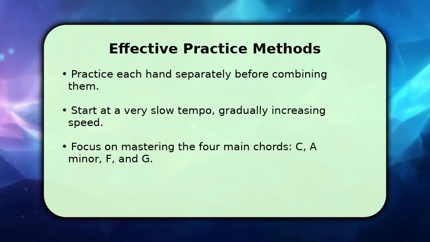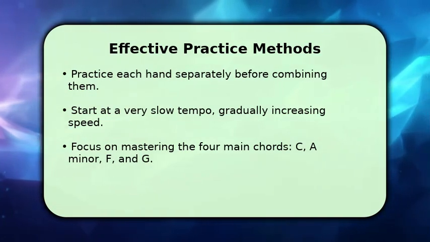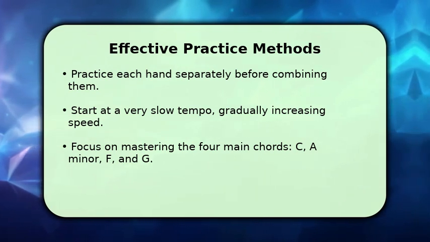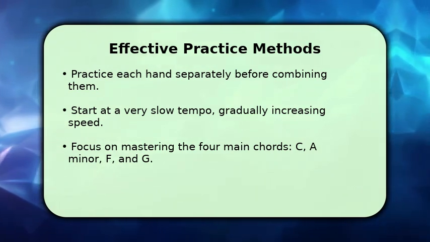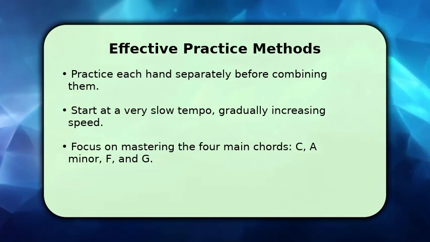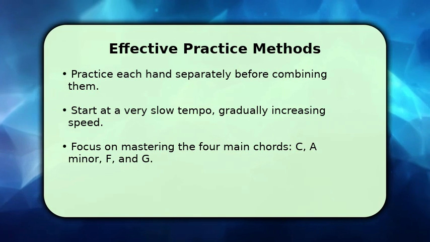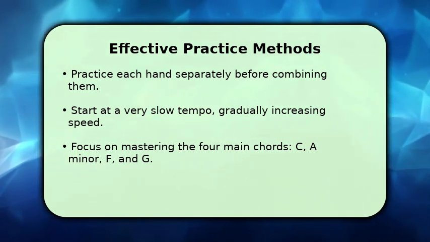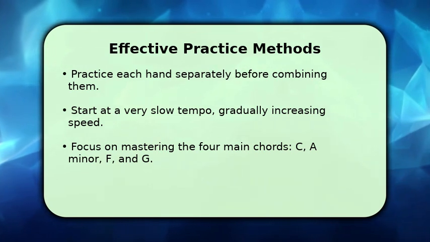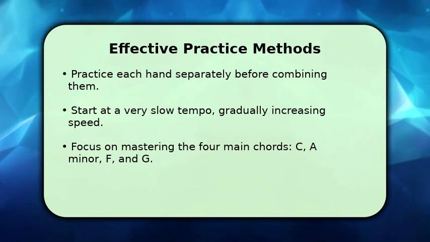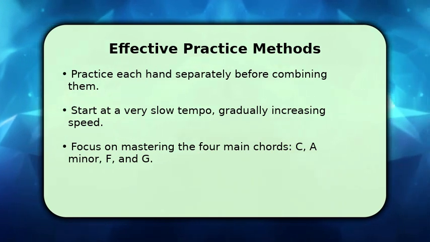When practicing, begin by learning the right and left hand parts individually. Once comfortable, slowly combine them, perhaps at a tempo of 60 beats per minute. The song primarily uses 4 fundamental chords: C major, A minor, F major, and G major. Focus on smoothly transitioning between these chords. Consistent, deliberate practice, even for just 15 minutes daily, will build your muscle memory and confidence.